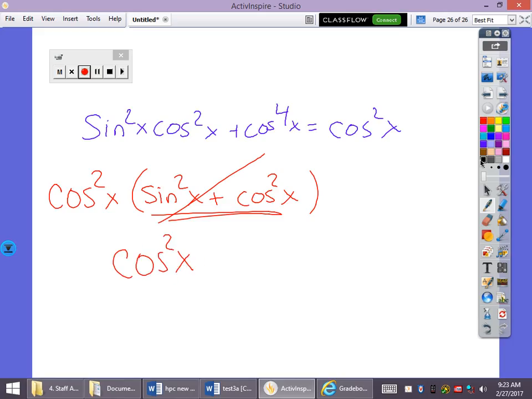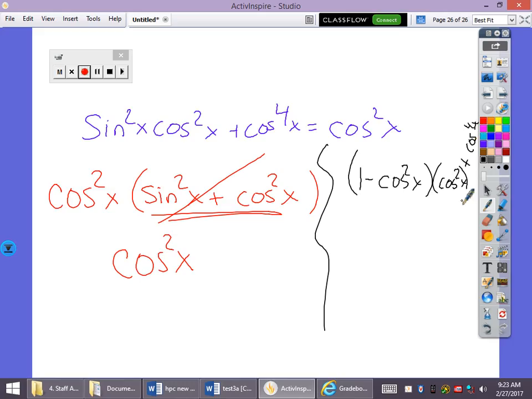You could have also done exactly what I heard some people say. They subbed out sine squared x. So 1 minus, sorry, I messed that up. Sine squared is 1 minus cosine squared x, times cosine squared x, plus cosine to the 4th x. When I distribute, I get cosine squared x minus cosine to the 4th x plus cosine to the 4th x, which cancels and leaves me with cosine squared x. Again, with proofs, there are multiple ways to do it. Both ways work.